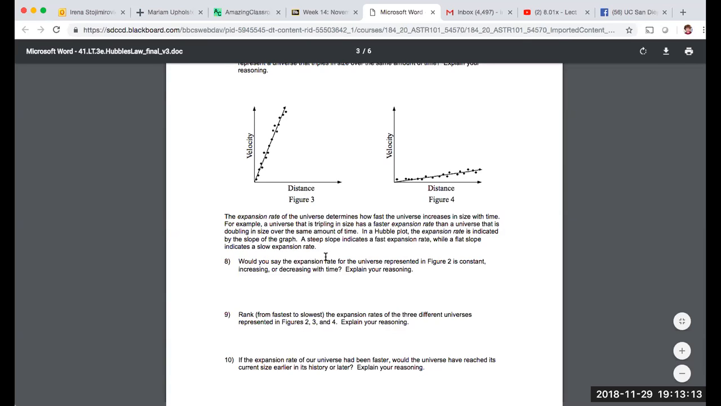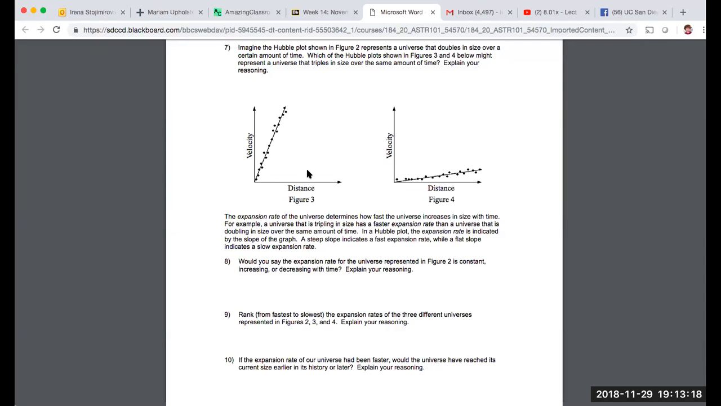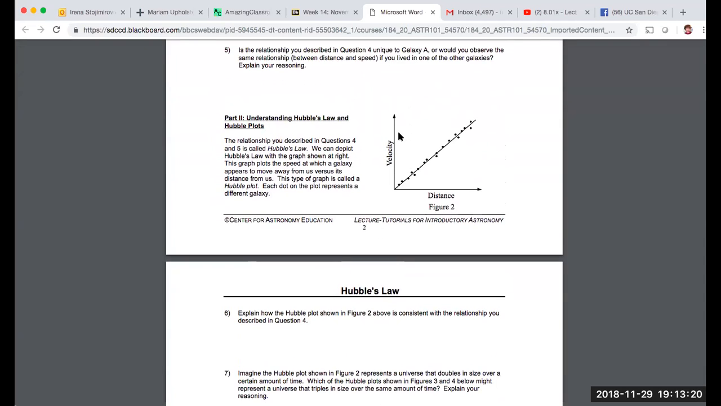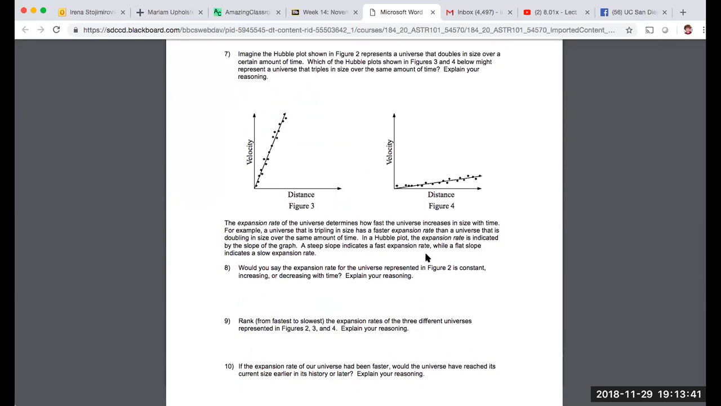Okay, so would you say that the expansion rate for the universe represented in figure 2 is constant, increasing or decreasing with time? So that's our figure 2, okay? What's the slope of this line? Is it a single slope or is it a changing slope? It's a single slope. Right? So if the expansion rate is given by the slope, this graph has a single slope. That means it's just a number, a constant, right? So the expansion rate is constant then. On all of these graphs where you just have a line with a single slope, the expansion rate is going to be constant.